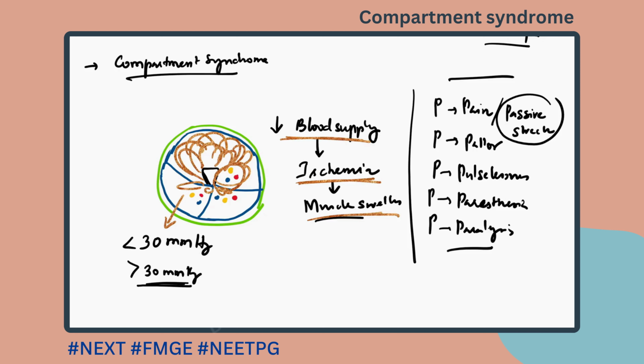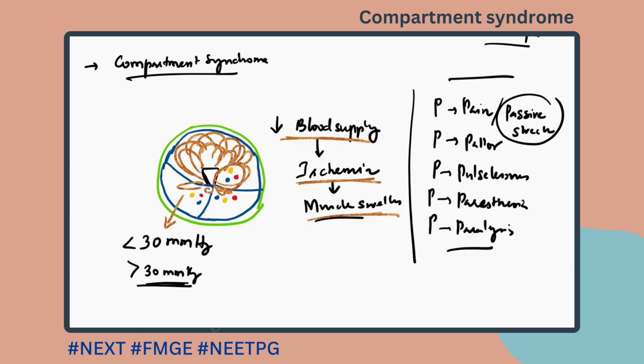So that is called passive stretch. That is the most important sign in a compartment syndrome. In a compartment syndrome, you can have these 5 different entities. You can have pain out of proportion, which is pain that keeps increasing, and pain on passive stretch. The patient can present with pulselessness, paresthesia, paralysis. But of these, the most consistent and important sign is pain on passive stretch. So keep this in mind.